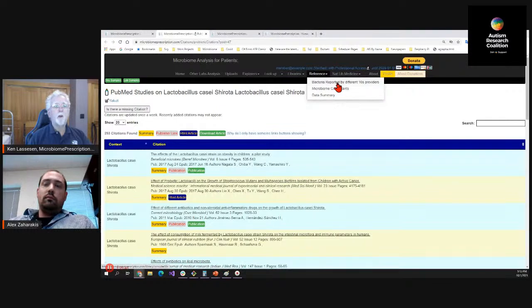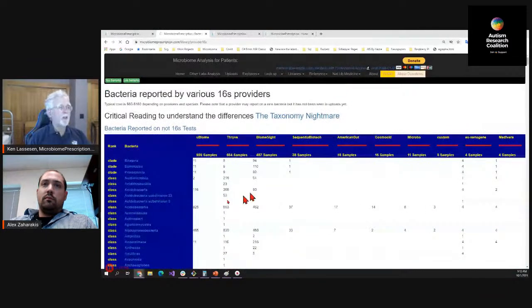Bacteria reported by vendors gives you a page-by-page comparison. I think I'm probably getting to the point of time. So it goes and gives everything. Again, eventually you'll see a search box showing up here to allow you to search the page, but it is a massive page.